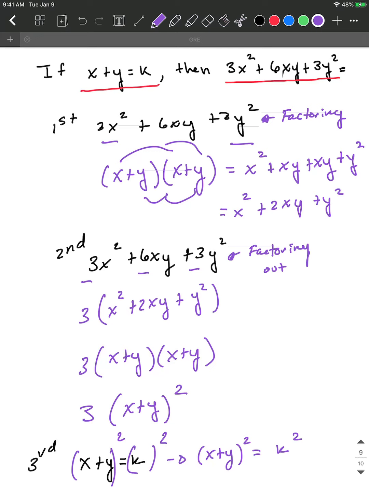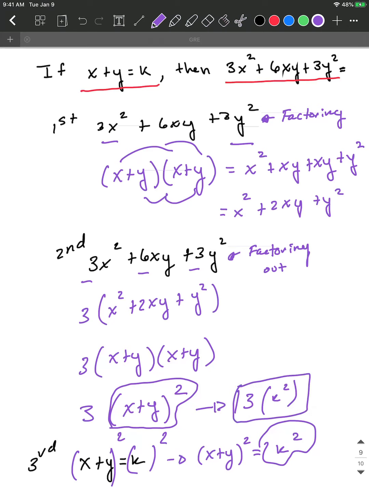So now we have x plus y squared is equal to k squared. What I can do here is substitution: wherever there's an x plus y squared, I'm going to replace it with k squared. So then the overall solution is, when I'm given this long 3x squared plus 6xy plus 3y squared, it's going to be equal to 3k squared, knowing that I'm simplifying it given that this information is already true. So that's going to be our answer.